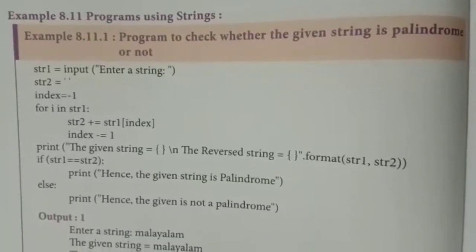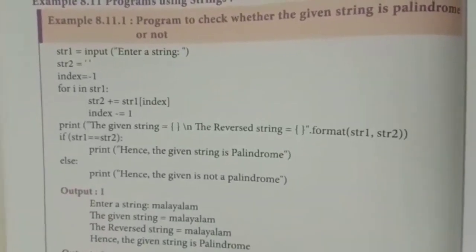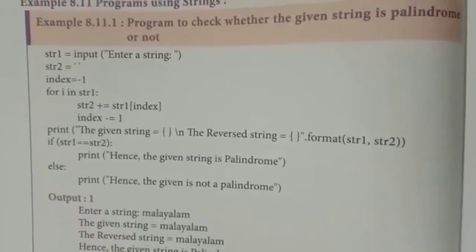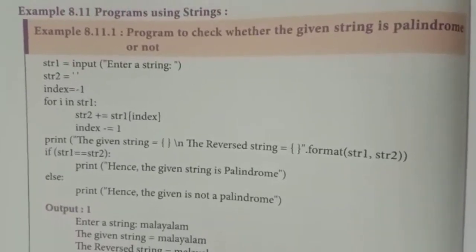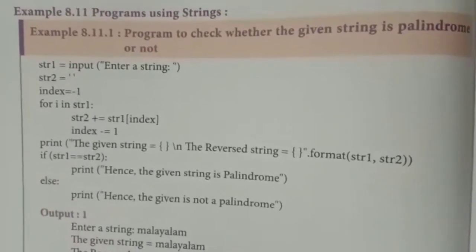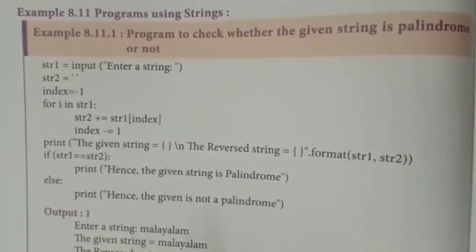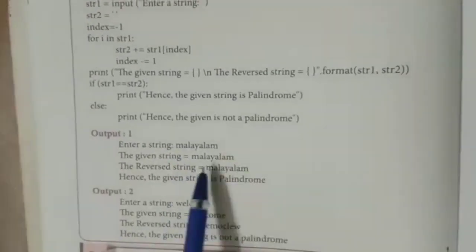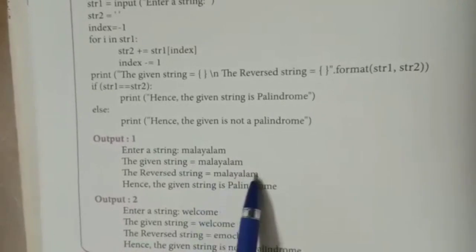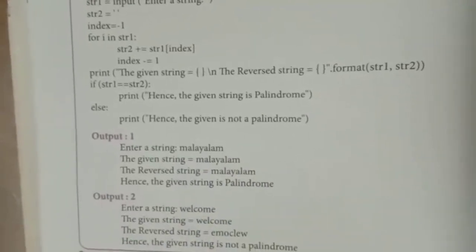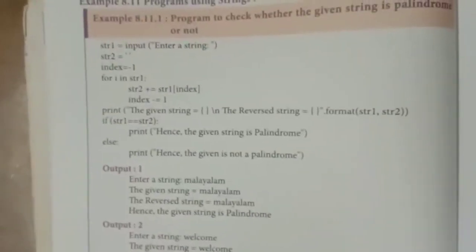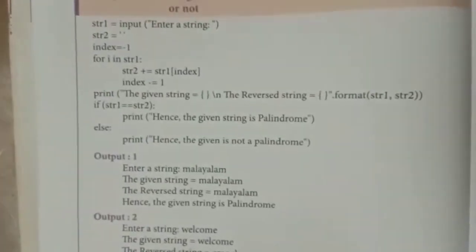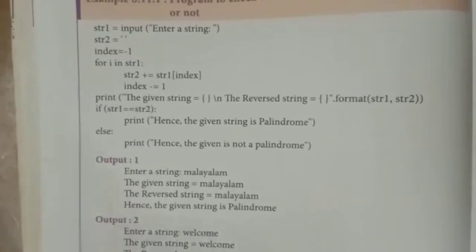Now in this program, you are going to check whether the given string is palindrome or not. What is palindrome? When you enter a string, and when you reverse the string also, you get the same. That is said to be palindrome. Now we are going to enter a string and check whether the string is palindrome or not. So how to do this?